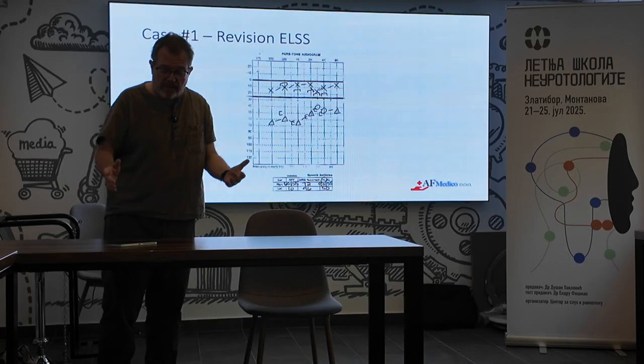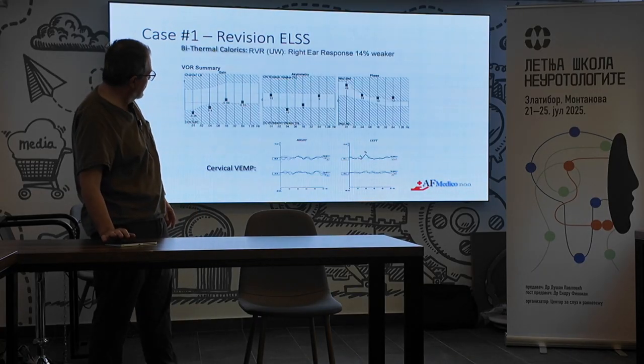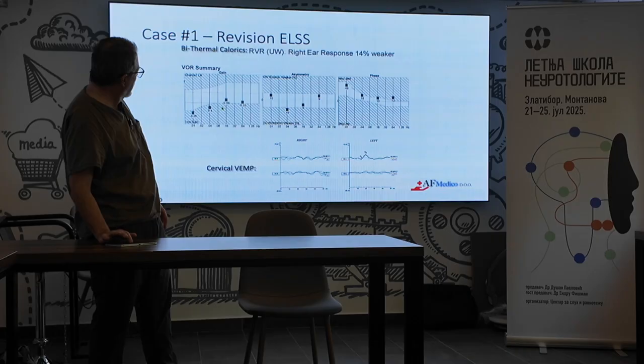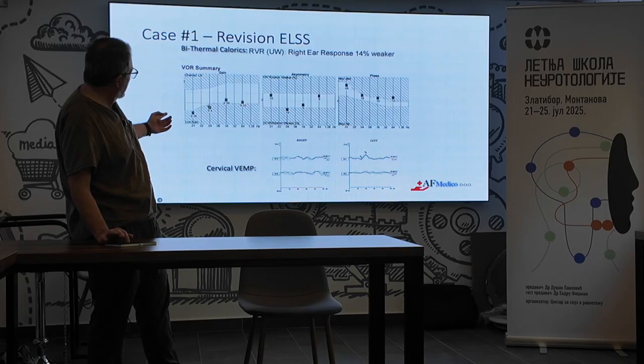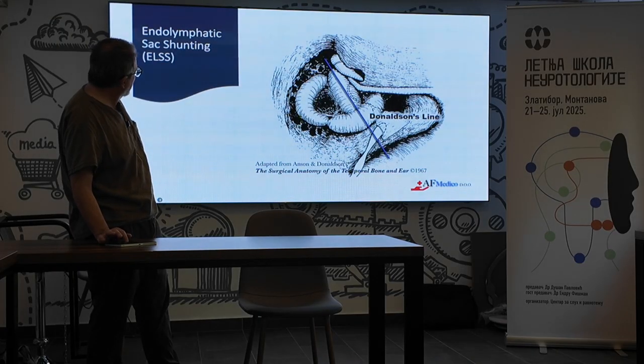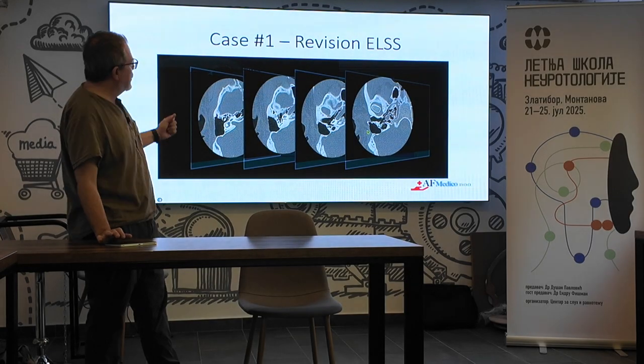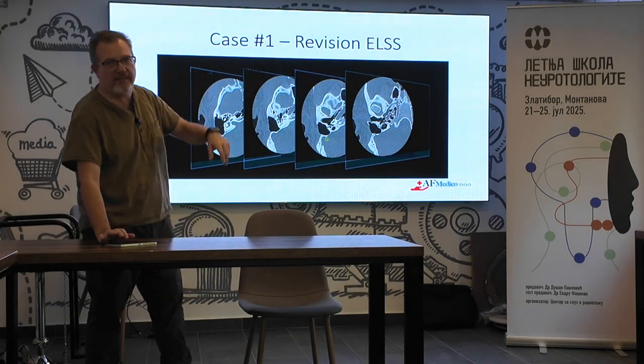So the first thing we're going to do, and I see a lot of this, is a rotational chair. We have right-sided 14% weakness, some mild asymmetry, but not bad on rotational chair. There's a little bit of reduced gain. And we're going to get a revision CT scan, a repeat CT scan.